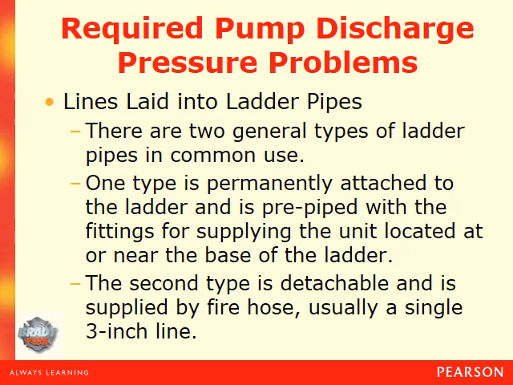Now it's going to be a little different in this case. Now we have lines led into a ladder pipe. There are two general types of ladder pipes in common use. One type is permanently attached to the ladder and is what we call pre-piped, with the fittings for supply and the unit located at or near the base of the ladder. The second type, however, is detachable and is supplied by a fire hose, which is usually a single 3-inch line that runs up the outside of the ladder or underneath and is fastened into place.